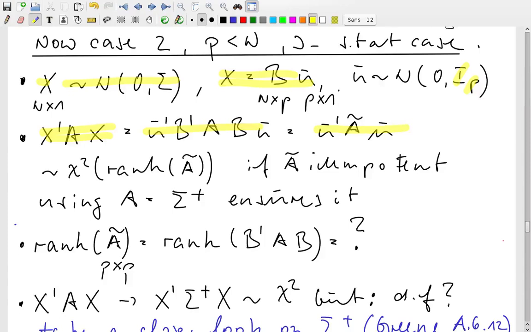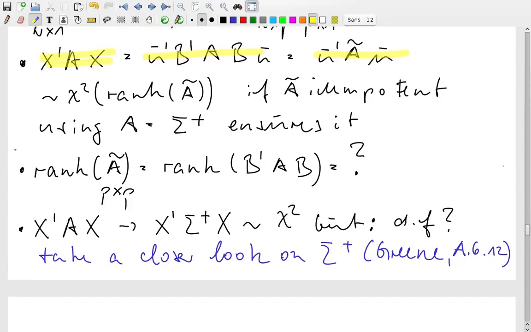From the previous video, we learned that such a quadratic form, which involves standard normal variables like u, comes out as a chi-square distributed random variable if the matrix that we use to construct the quadratic form, here the A tilde matrix, is an idempotent matrix. And the degrees of freedom of that chi-square distributed random variable is equal to the rank of A tilde.